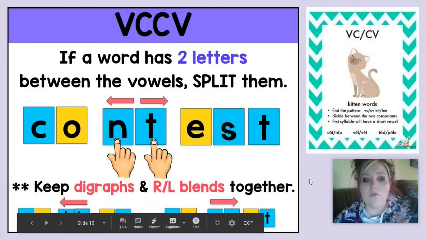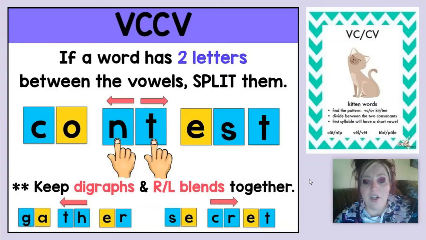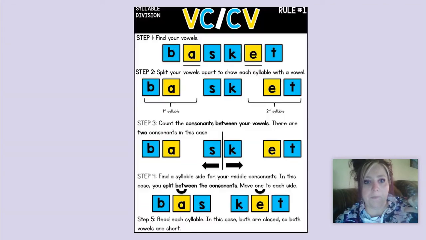So if we have words like gather or secret, we can't split them down the middle. And that's where a little handy sheet of rules of what stays together comes in handy. Because if we tried to break it up by doing gat, her, for gather, it wouldn't make any sense. So remember what stays together. That's why you have your little pocket anchor chart of what stays together.